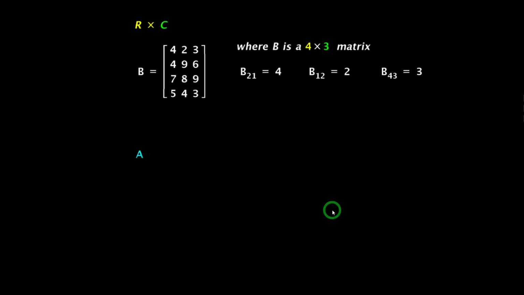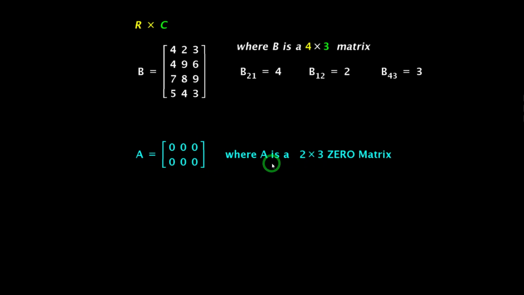Now another example: if we have all zeros in a matrix, the row and column count doesn't matter. It's a 2 by 3 matrix, row 2, column 3, but it's a zero matrix. That means if we see a question where A is a 2 times 3 zero matrix, we just write 0 for every number in the matrix.